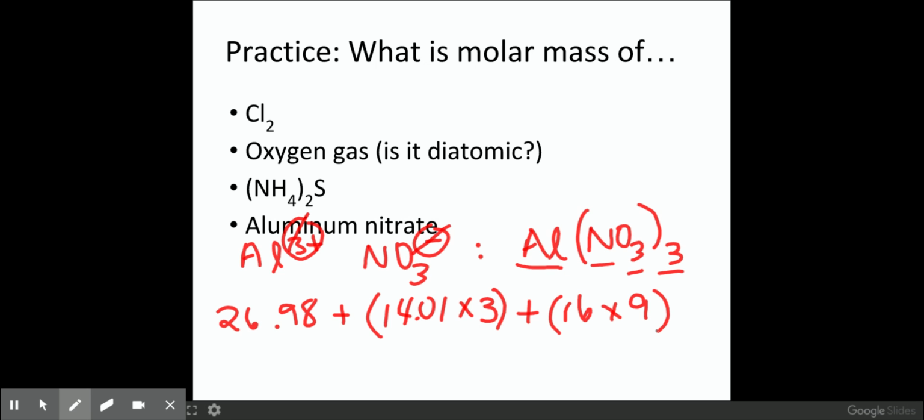Okay, get your calculator. Go ahead and calculate that out. And if you did that correctly, you should get this answer, 213.01 grams. Notice that we're always rounding to 2 decimals. Let's just all do that to be consistent.